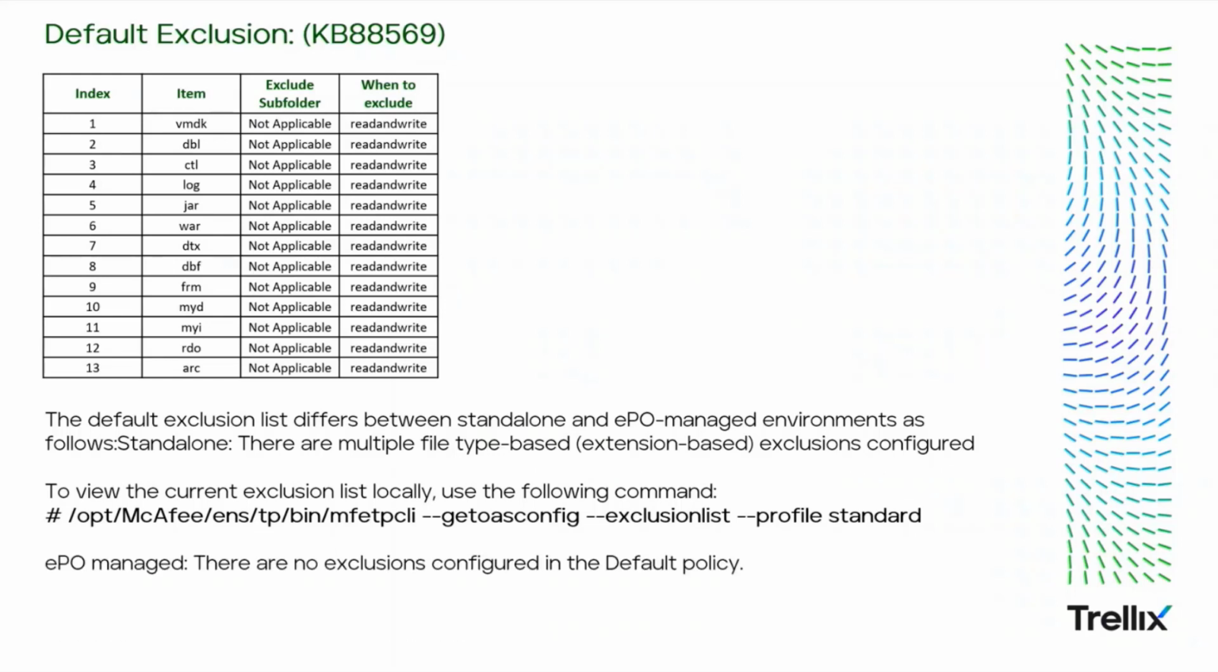These exclusions are not shipped with ePO extensions because the ENS extension is common for Windows, Linux, and Mac. So the ePO admin could add these exclusions in the on-access scan policy if they have Linux machines in their environment.